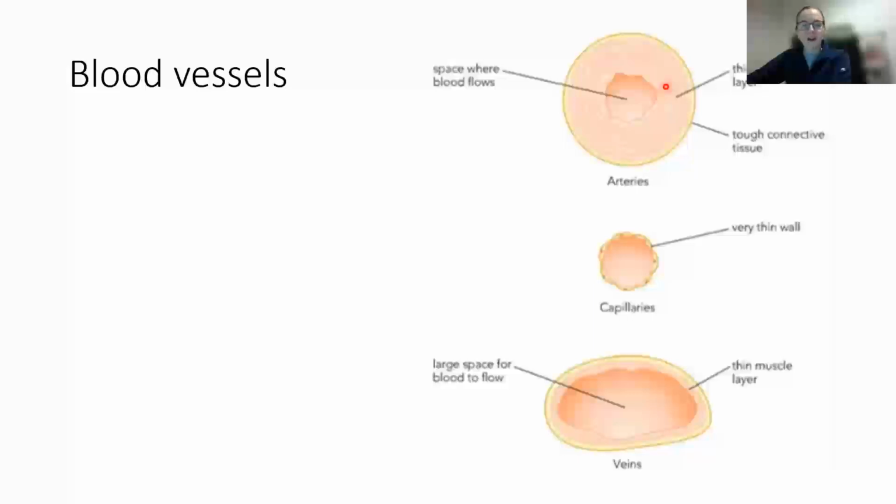What characteristics do you think the artery has because it's got this thick muscular layer? What do you think that helps? Does anyone know?